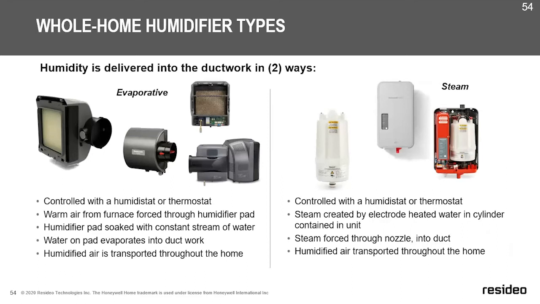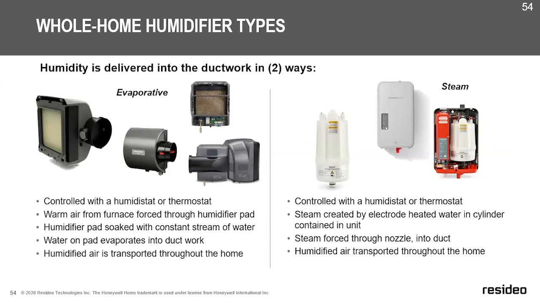So if you focus here on the left on evaporative, the way it works, it's controlled with a humidistat or thermostat. So if I need humidity, it's going to tell my unit to come on. What happens is warm air from your furnace is forced through your humidifier pad. That pad is going to be soaked with a constant stream of water. And then the air is going across that pad, and the water will evaporate into the ductwork, and then the humidified air is transported throughout the home through that supply duct.